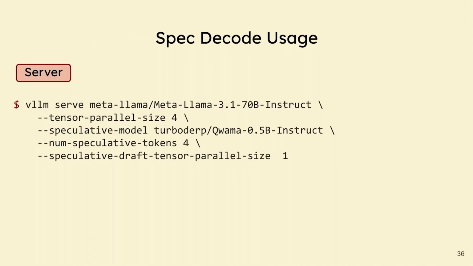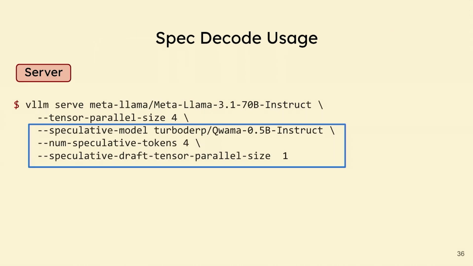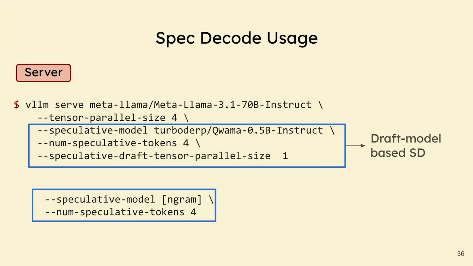And to use it in vLLM, you just need to specify what speculative model you want to use and the number of tokens you want to use. And similarly, for n-gram, you just change the speculative model into n-gram.